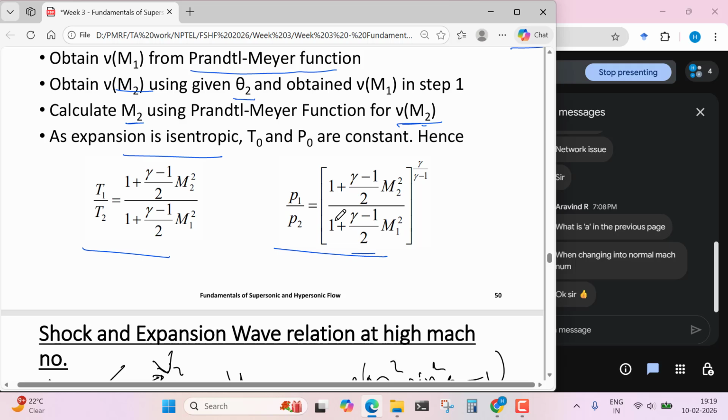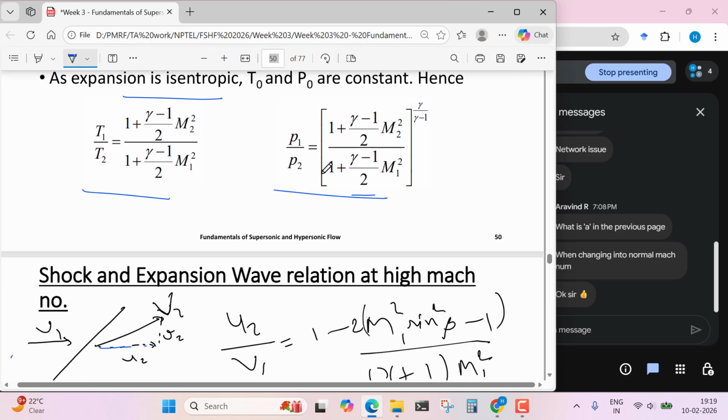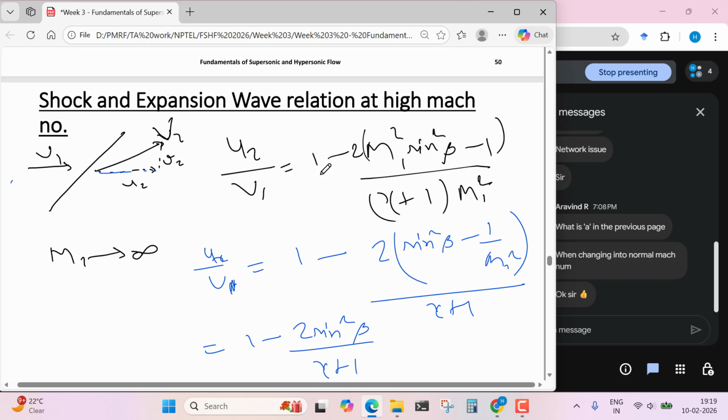Is there any doubt till now? So now we will see what happens to the relations which we have seen till now for normal shock, oblique shock and the Prandtl-Meyer wave in the high Mach number limit. High Mach number limit means that M tends to infinity. When Mach number tends to infinity, what happens to these relations?